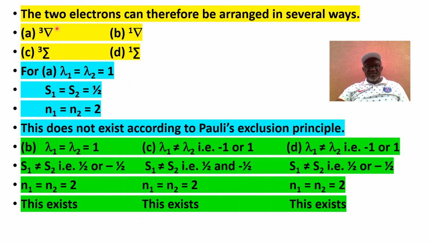Therefore, the possibilities are these. Remember, we had multiplicity of 3 and 1. So for this state, this is 3, this is 1, this is 3, this is 1.